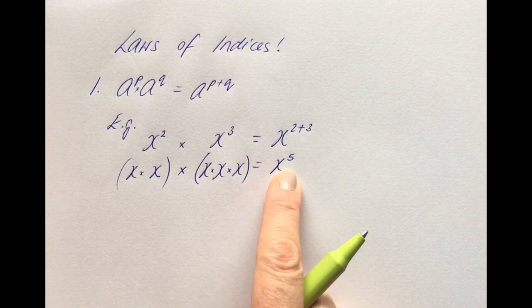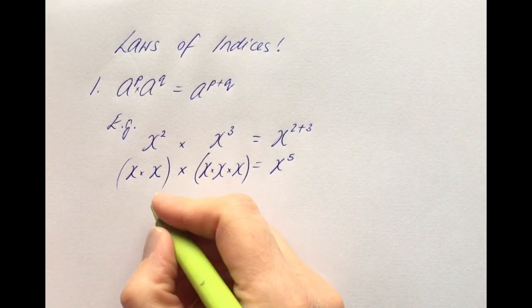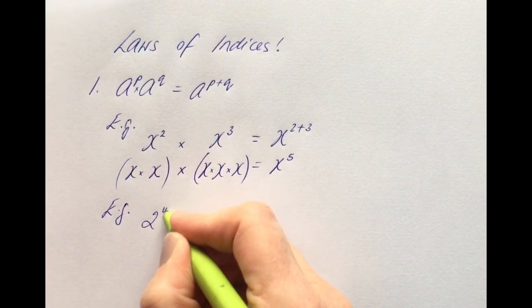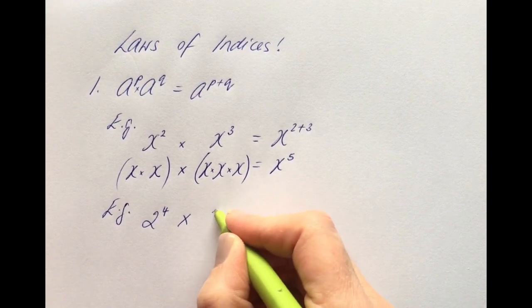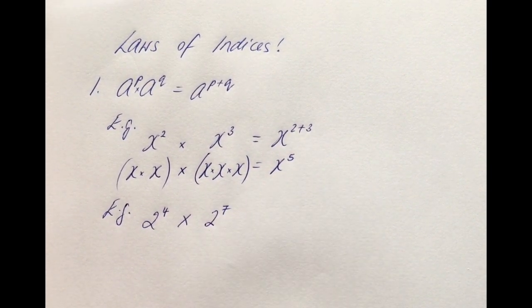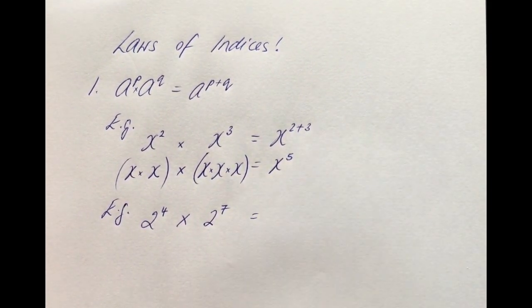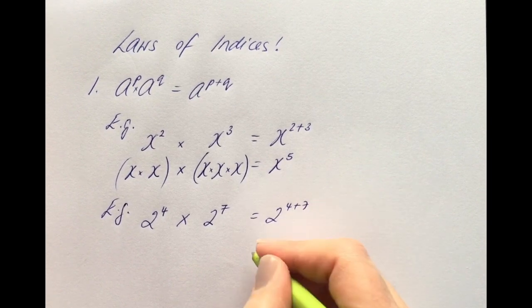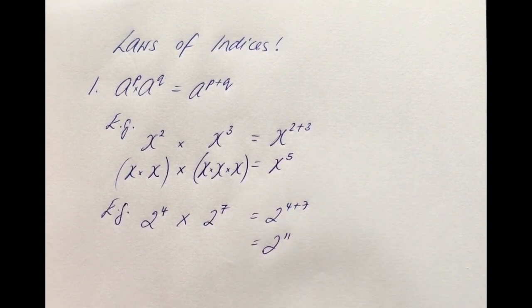Another look would be to do it with numbers. If you had 2 to the power of 4 times 2 to the power of 7, and you wanted to simplify it, we could write it as 2 to the power of 4 plus 7, so 2 to the power of 11. Obviously you can go ahead and evaluate 2 to the power of 11, but often in the question you just want to simplify the powers.